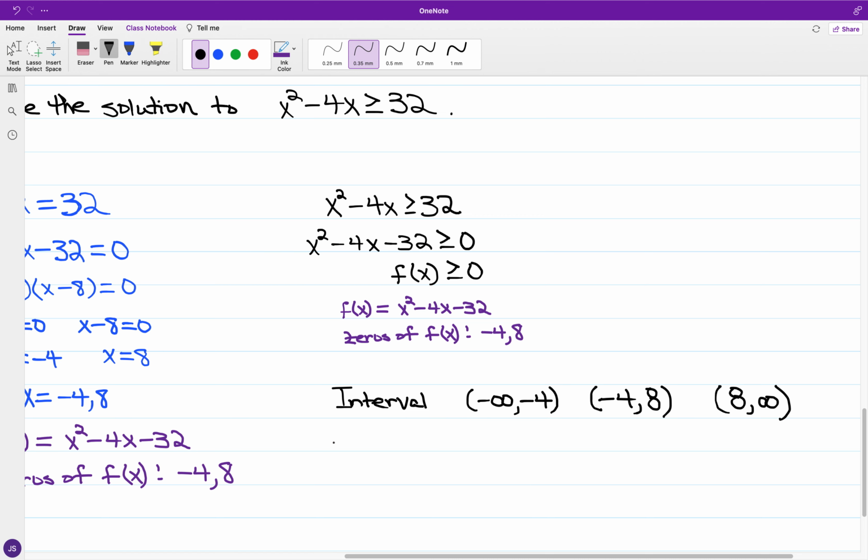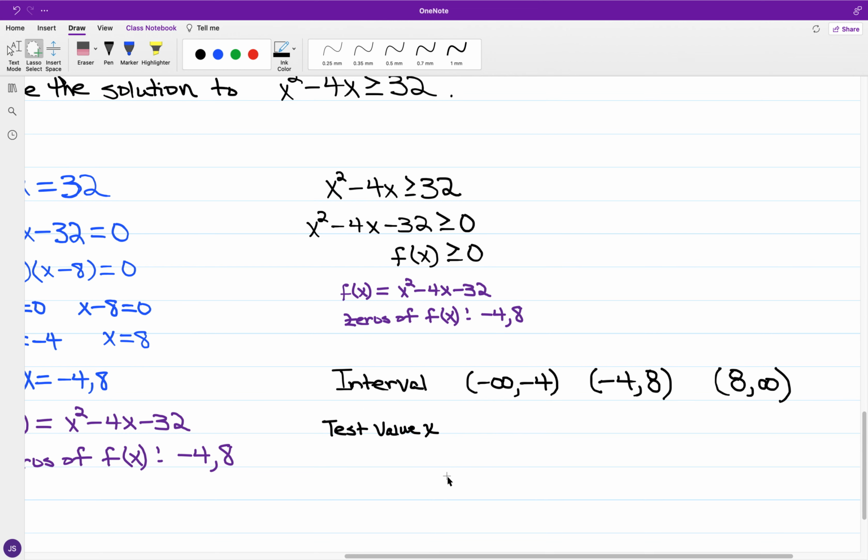And again, just establishing the intervals and sample inputs that we can use. For the first interval section, anything less than negative 4, we can go with negative 5. Between negative 4 and 8, 0 is a possible value. And anything greater than 8, 9 will fit the bill.